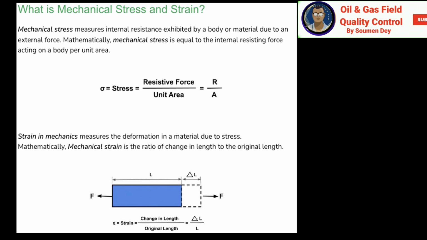To understand the stress strain graph, let us first understand what stress and strain are in mechanical engineering. What is mechanical stress and strain? Mechanical stress measures the internal resistance exhibited by a body or material due to an external force. Mathematically, mechanical stress is equal to the internal resisting force acting on a body per unit area. So stress is equal to resistive force by unit area, which can be termed as R by A. Strain is a measure of the deformation in a material due to stress. Mathematically, mechanical strain is the ratio of change in length to the original length.